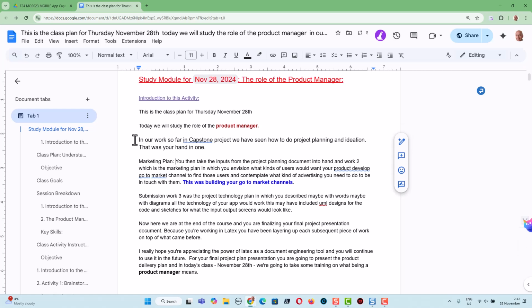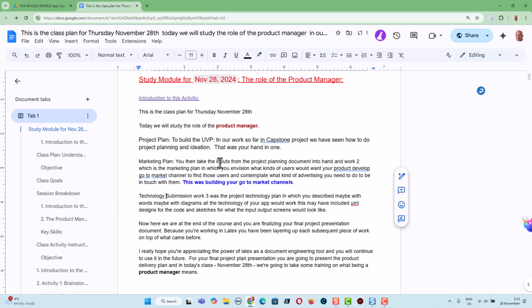Right, so initially you did the project plan. And primarily that was to build the unique value proposition. And then work product number 3 was your technology plan. And you did the best you could, right?